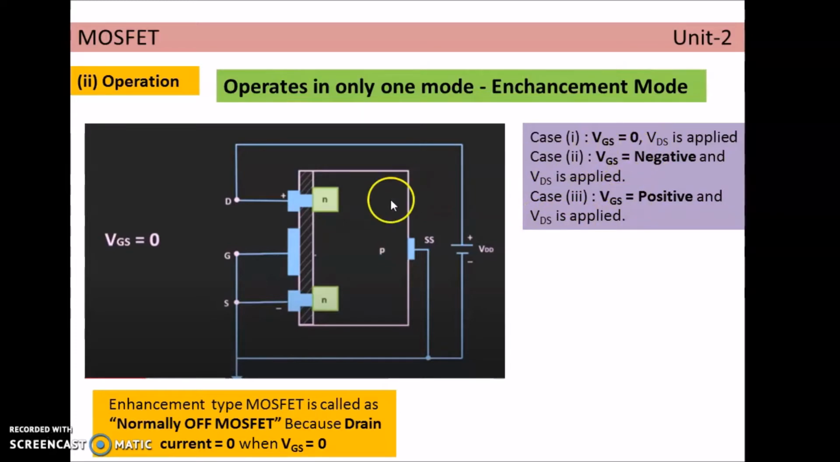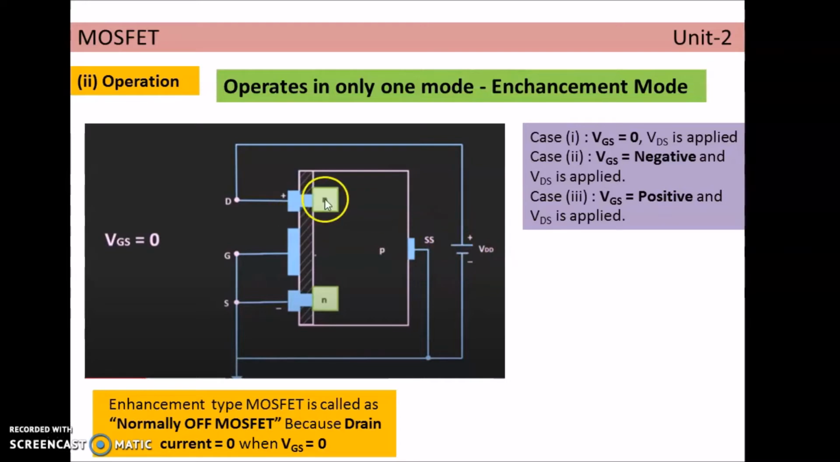First case, VGS is equal to 0. If VGS is made 0, here the third terminal is considered. This terminal is internally connected to the source terminal and this is taken out as a single terminal from the source, that is grounded. And as VGS is equal to 0, the gate terminal is connected to the source terminal, short circuited. In a short circuited path, voltage equals 0. So VGS is equal to 0 here. Now let us see what happens when VDS is applied alone. So VDS is applied here.